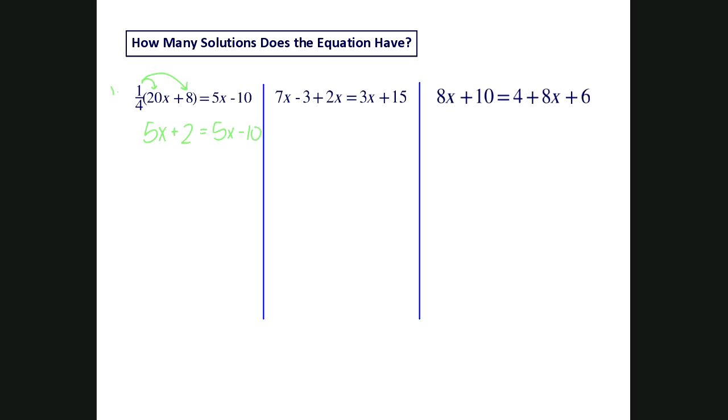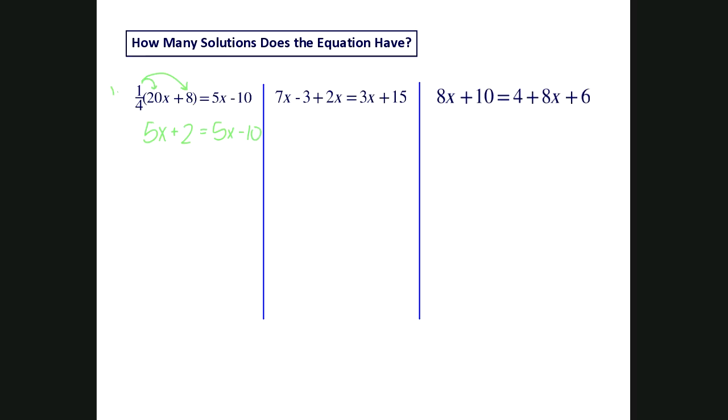The way that I can see that, I can see it right now because I can't have 5x add 2 to it and have that equal 5x and subtract 10 from it. If I start with a number and add 2, and I start with the same number and subtract 10, that's never going to equal each other. If you can't see at this point that it's no solution, then you would just keep solving.